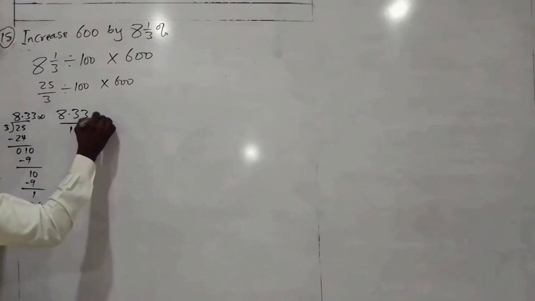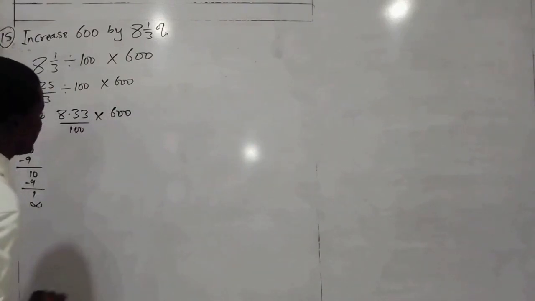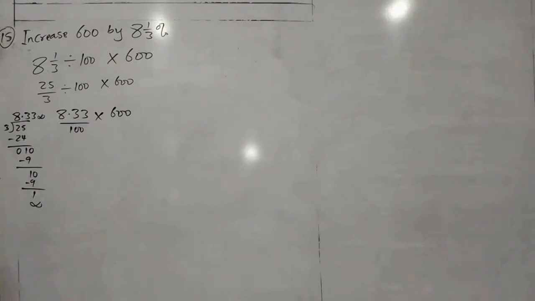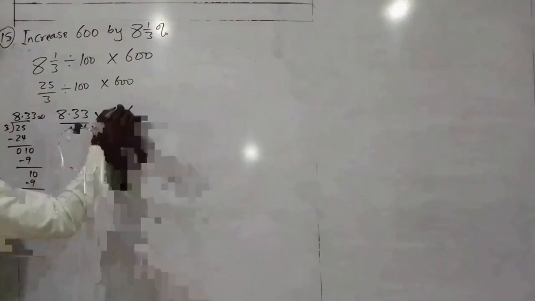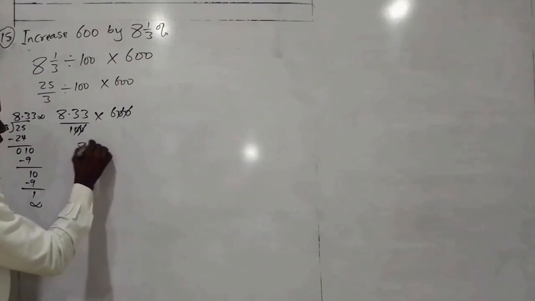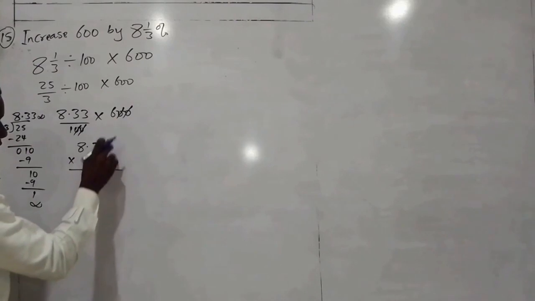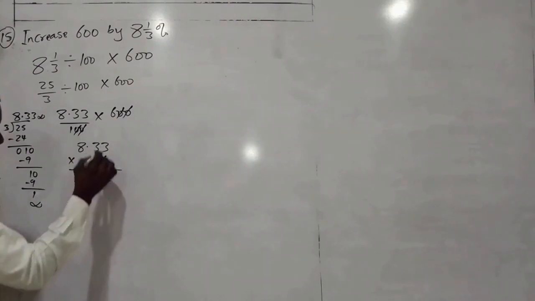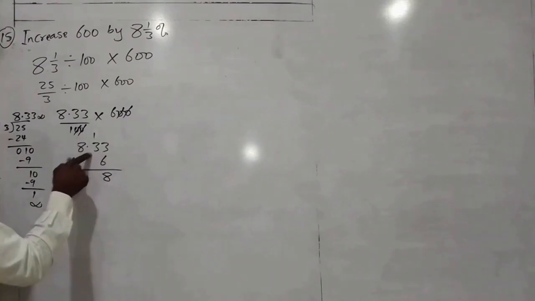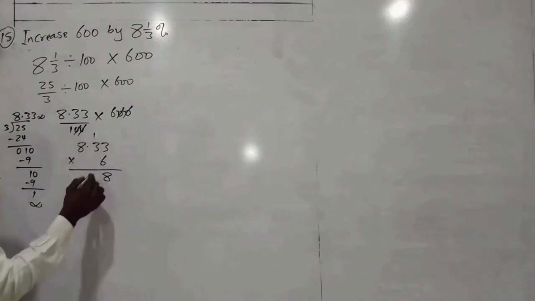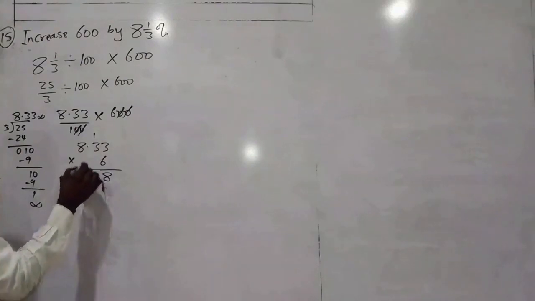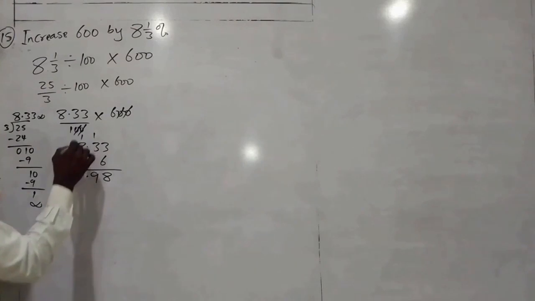100 times 600. 8.33 divided by 100 times 600. So we can reduce here. So we are left with 8.33 times 6. 6 times 3 will give me 18. Write your 8, remove your 1. 6 times 3, that will give me 18 again. Plus 1, that's 19. Write your 9. You put your points, remove your 1 here.